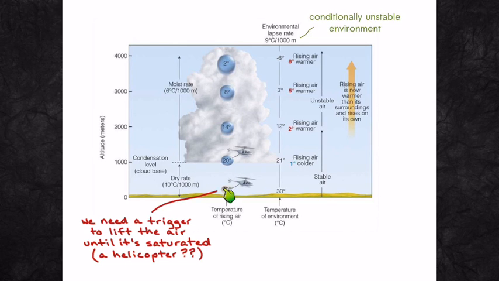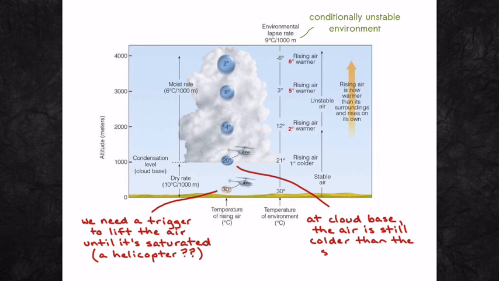So it ends up being colder than the surroundings and wants to fall back down. This just reflects this idea that in the conditionally unstable environment, the dry air doesn't want to rise. It's colder, and so it wants to fall back down. So you need a trigger to push it up. So at cloud base then, the air is still colder than the surroundings. That's why you need the trigger to push it up.